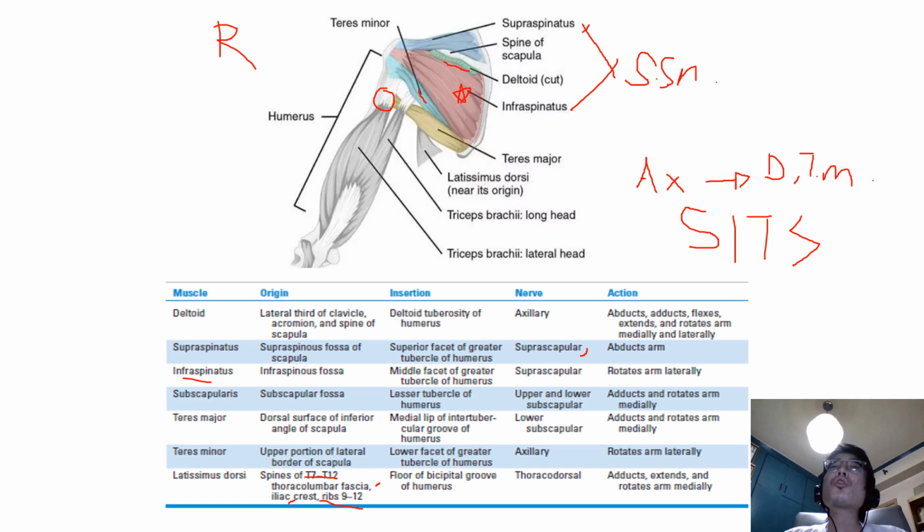And the latissimus dorsi inserts into the floor of the bicipital groove of the humerus. The latissimus dorsi is innervated by the thoracodorsal nerve, and its function is to adduct, extend, and rotate the arm medially. Because of these functions, the latissimus dorsi is usually prominent among rowers. Again, another popular question.